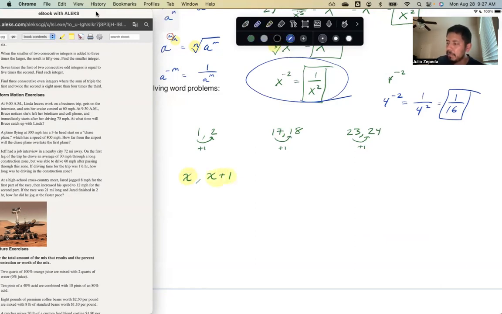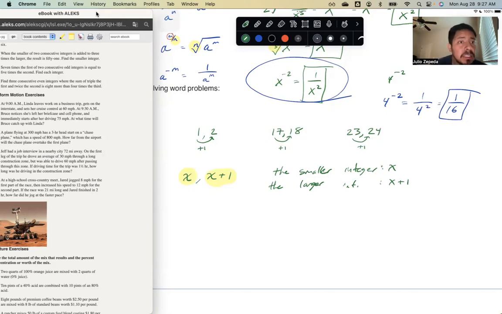So let me write down a few words here. The smaller integer is x, the larger is x plus 1. We don't have to use a second variable like y or something like that. We can just use x plus 1.